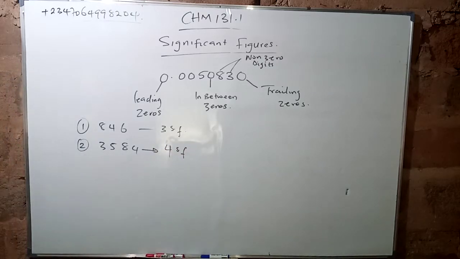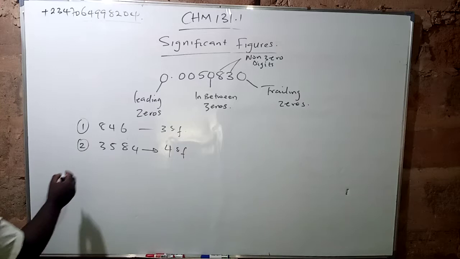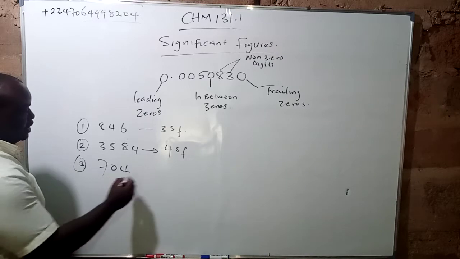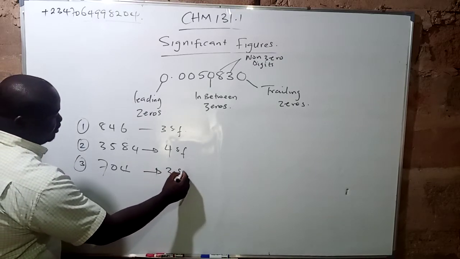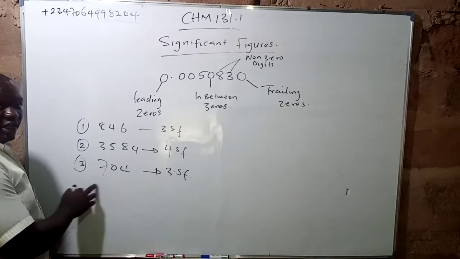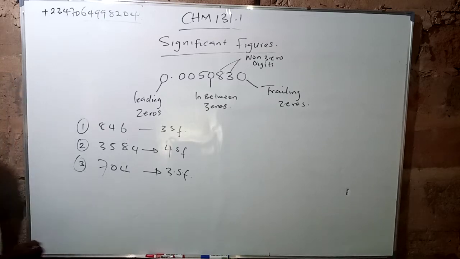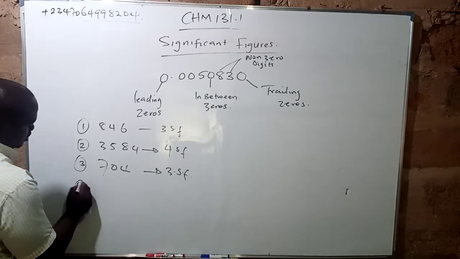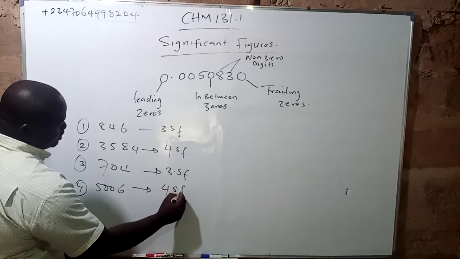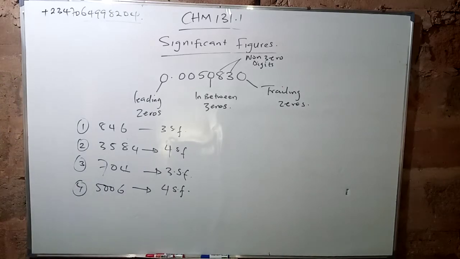I want to start from the lowest to the highest. Now, what if you have 704? How many significant figures is this? This is 3 significant figures, because the in-between zero is counted. Are you with me? Good. Like I said, I'll start from the easiest ones to the hard ones. Now, what if you have 5006? You can see that this is 4 significant figures, right? Good.